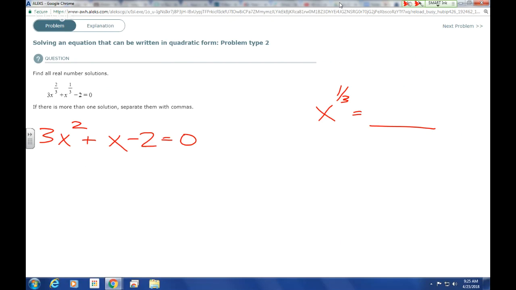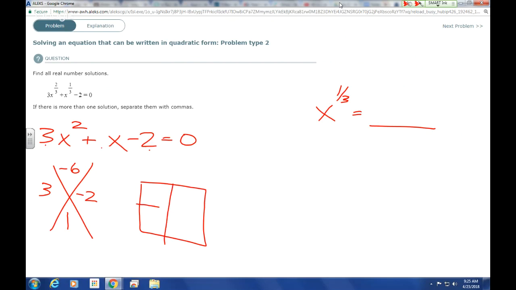So we're going to factor this thing. This is an x box. The top here is the first and last thing multiplied together. The bottom is the middle number, which is a 1. What two numbers multiply to give me -6, but add to give me 1? 3 and 2, where 3 is positive and 2 is negative. So now I draw my box: 3x squared, 3x, negative 2x, negative 2.